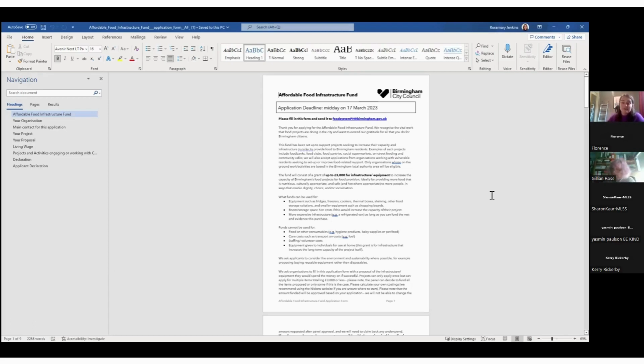So first of all, the Affordable Food Infrastructure Fund. Just to note that the application deadline is midday on the 17th of March 2023. So I think that's 3 weeks from today. And it talks about the fund first of all. So this fund has been set up to support projects seeking to increase their capacity and infrastructure in order to provide food to Birmingham residents. Examples of such projects include food banks, food clubs, food pantries, social supermarkets, on-street feeding and community cafes.